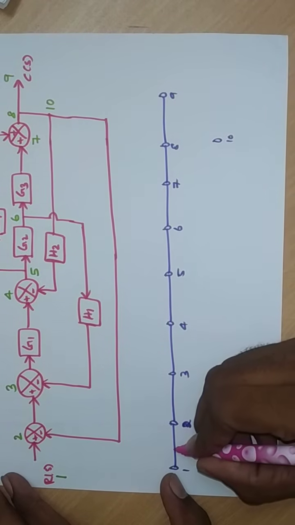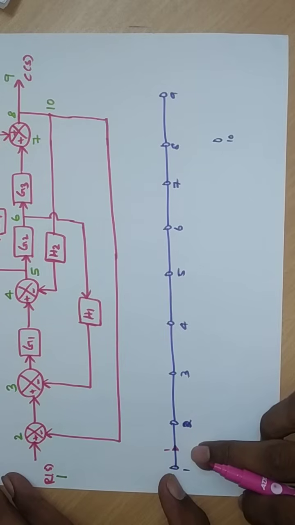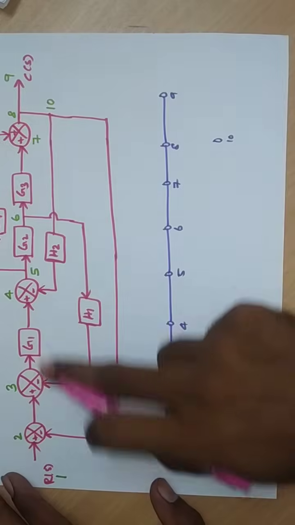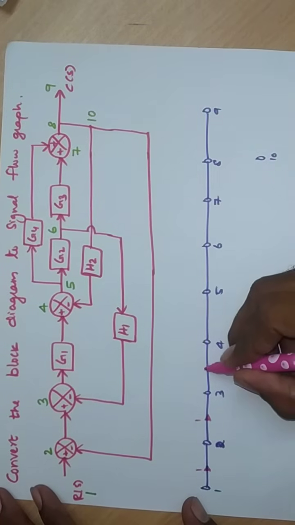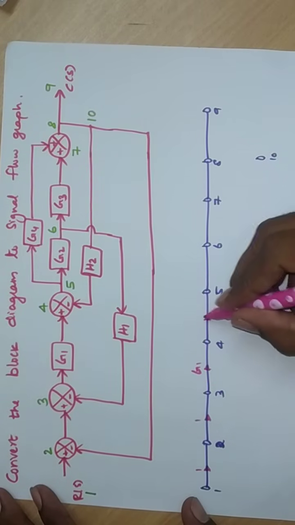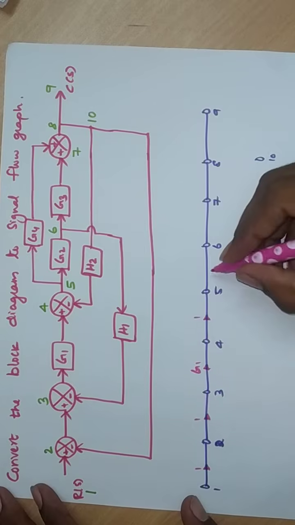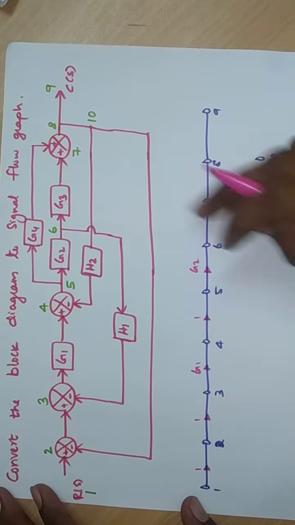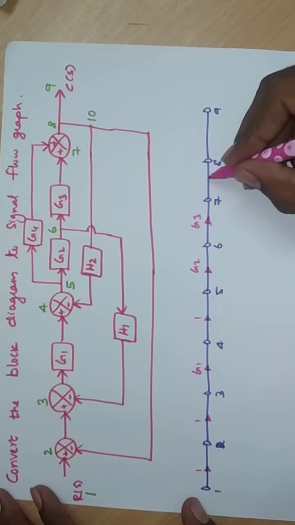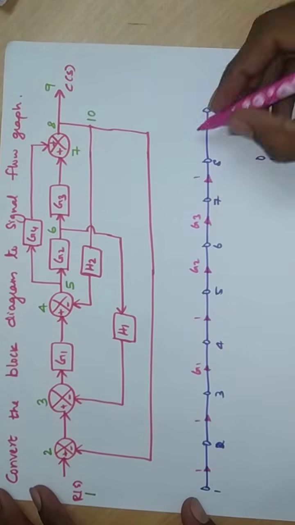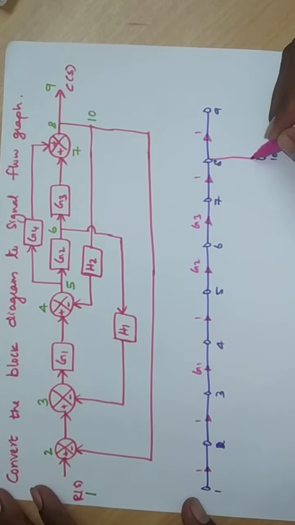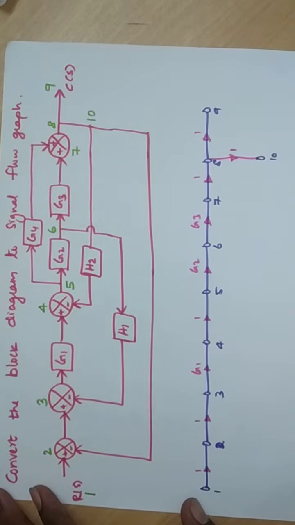Now, 1 to 2, there is only unity gain. 2 to 3, there is no gain block, so unity gain. 3 to 4 has one more gain, called G1. 4 to 5, there is no gain, so 1. 5 to 6, G2. 6 to 7, G3. 7 to 8, 1. 8 to 9, 1. 8 to 10 also has a connection already established, and the gain is 1.